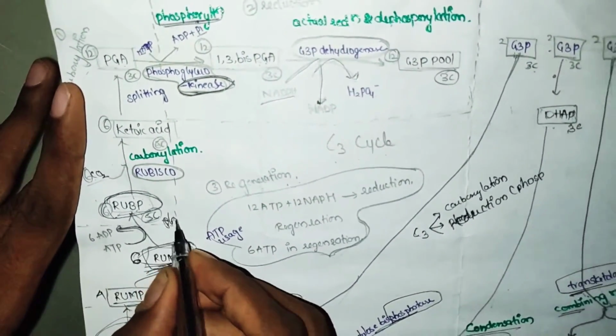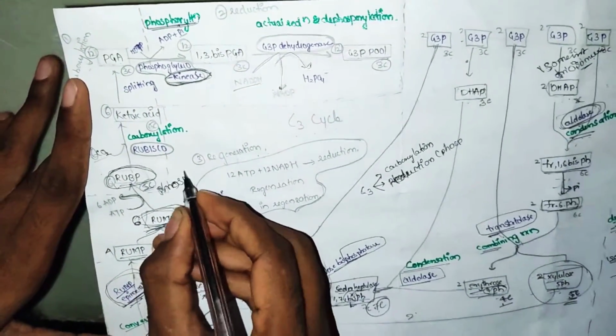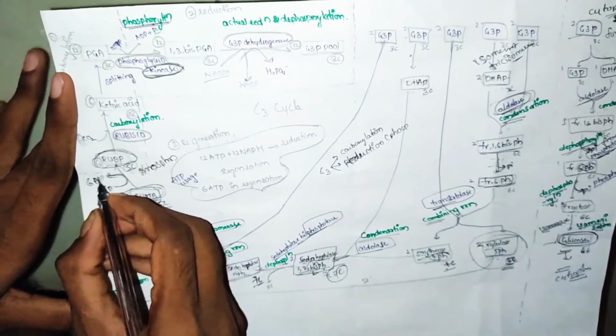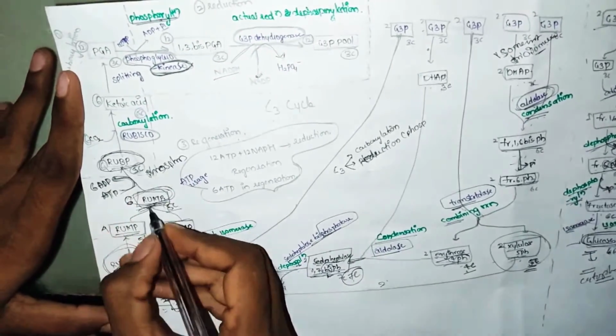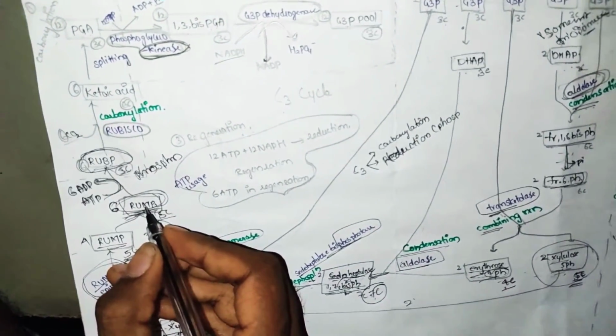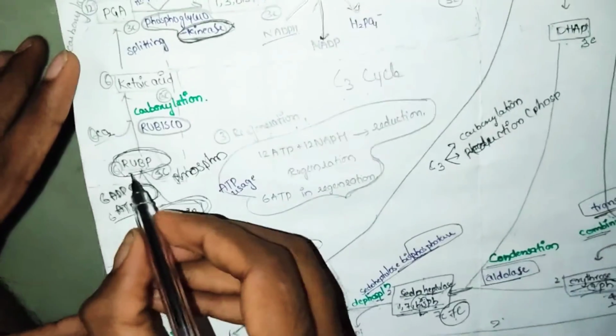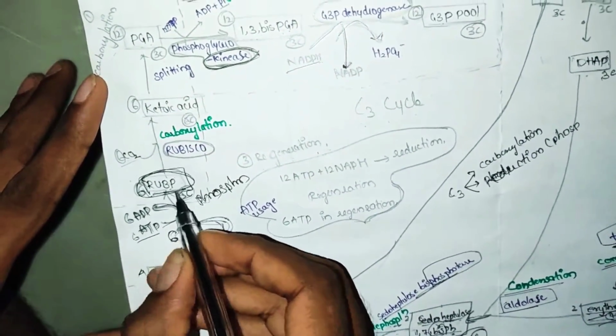It means a phosphorylation reaction. Phosphorylation, addition of phosphate, takes place by the ATP. ATP gives 1 phosphate to 1 RuMP. 6 ATPs give 6 ADPs and 6 ribulose bisphosphates.